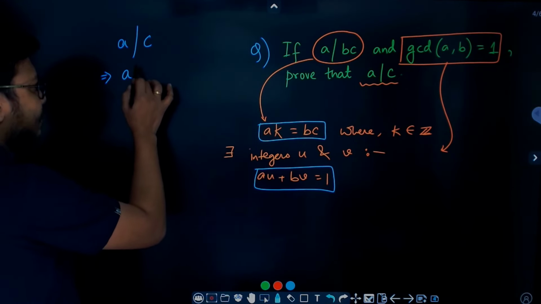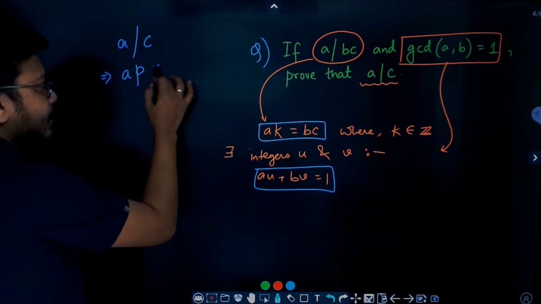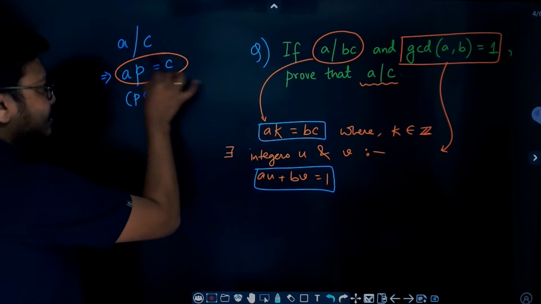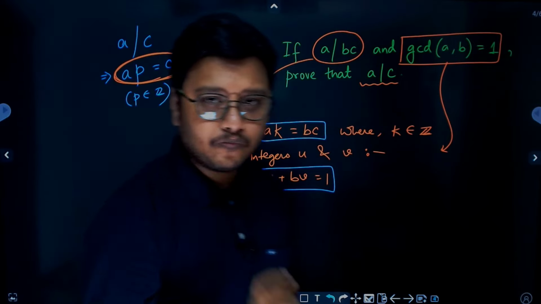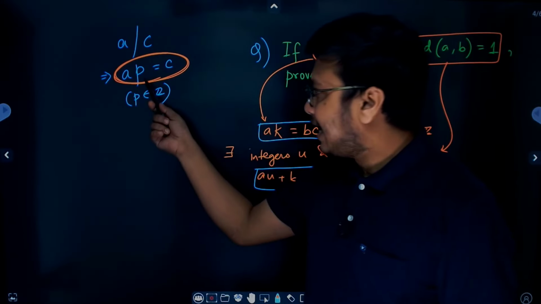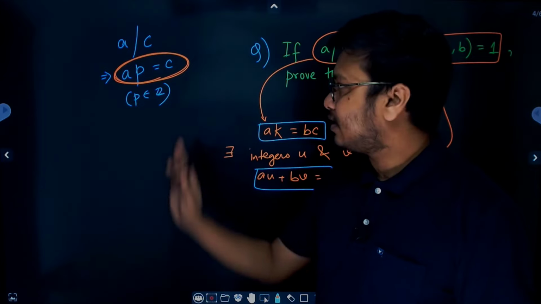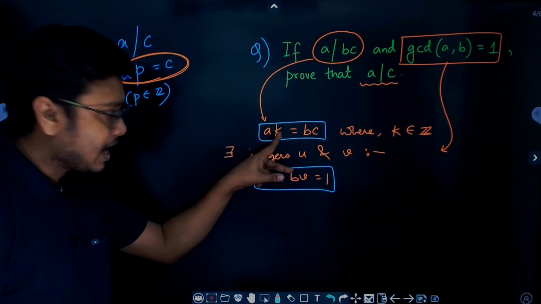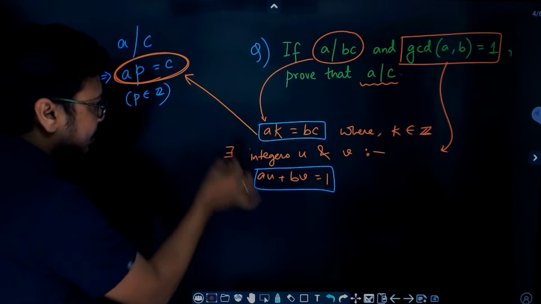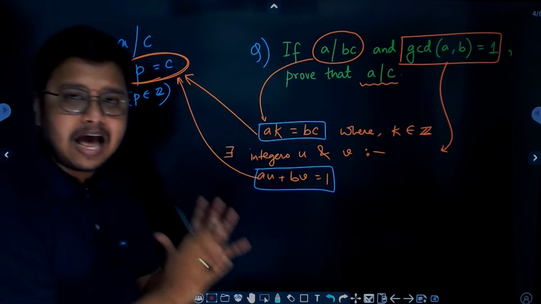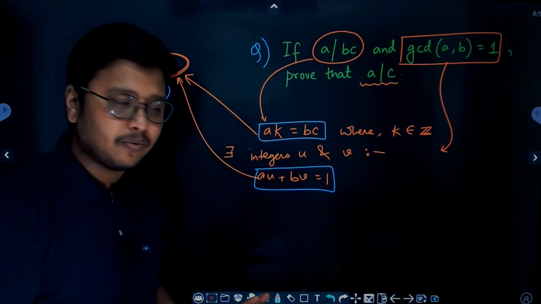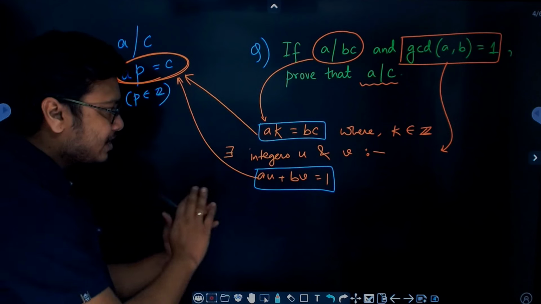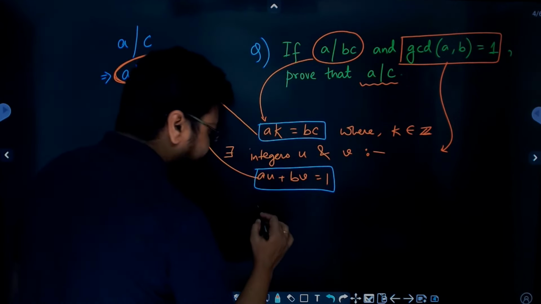It means that A multiplied with some integer, let's say P, is equal to C, where P belongs to integers. So let's keep this in mind, that this is something that we are trying to show. We are trying to prove that A multiplied with some integer should give me C, that means A divides C. So I have these two equations, and from these two equations, this is where I want to reach. So now the entire question has been reduced to a simple algebra question. From two equations, create a third one. That's it. Let me tell you the process how we can do this.